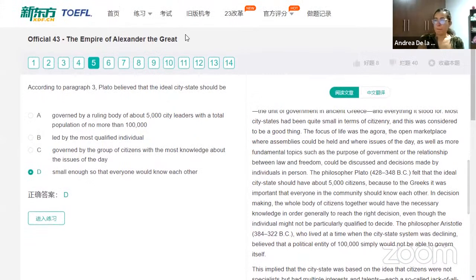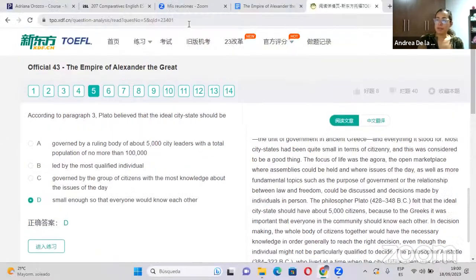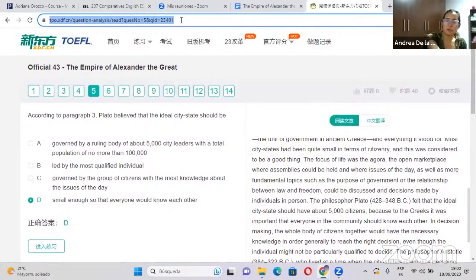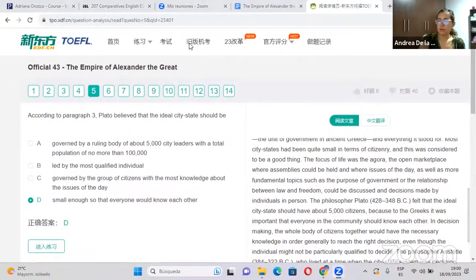Muy bien, Ari. Te voy a pasar este link para que puedas continuar también respondiendo a las otras preguntas a partir del 6, si deseas practicar.